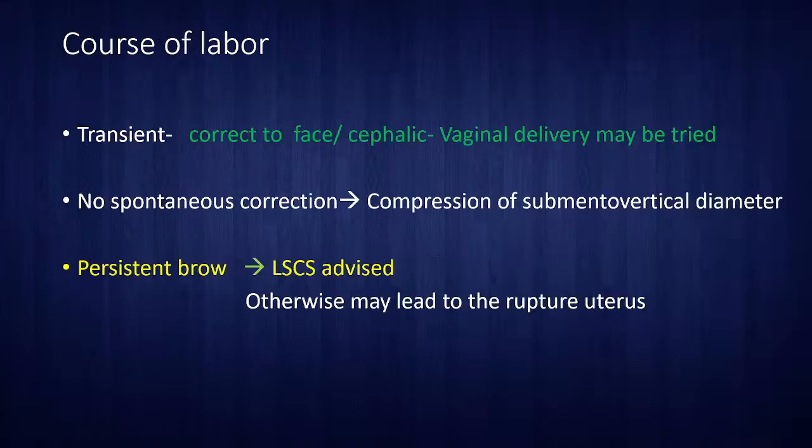So, course of labor, it's transient, may be correcting to the face or cephalic, already told. If no spontaneous correction, then there can be compression of the submentovertical diameter. This diameter will have compression, and this compression will cause fetal distress also. In persistent brow, LSCS is advised. If it is left as such without doing anything, there can be chances of rupture of uterus.